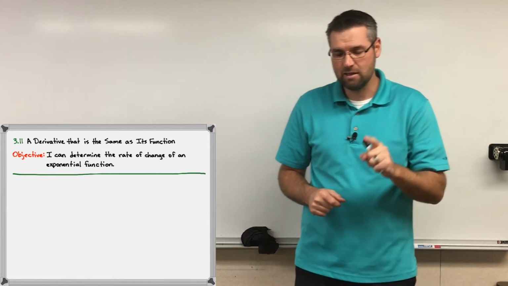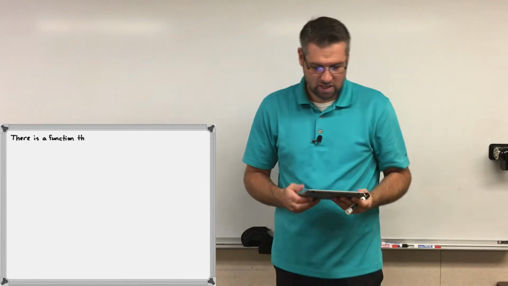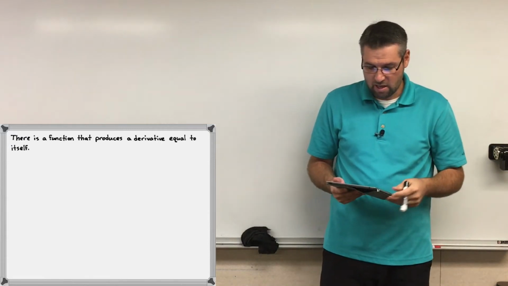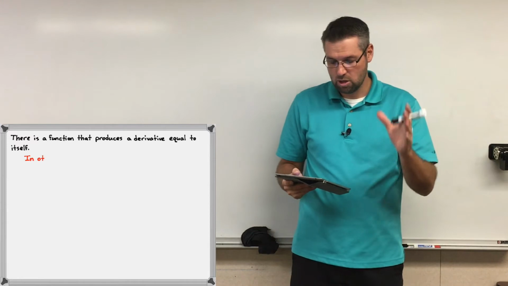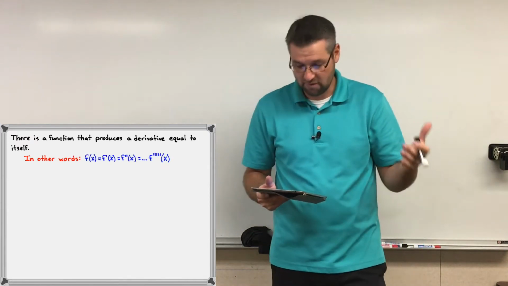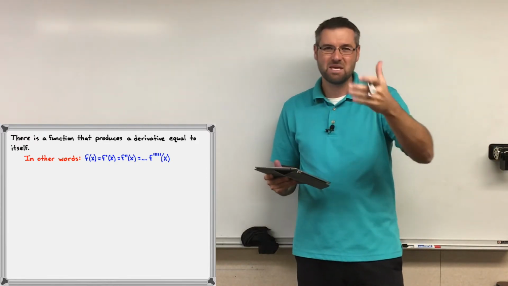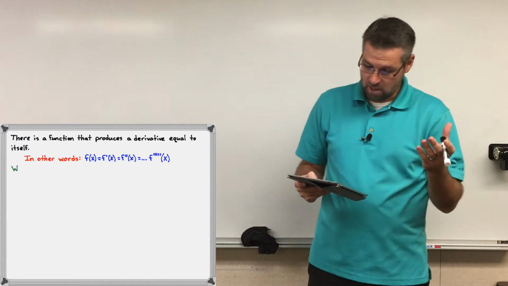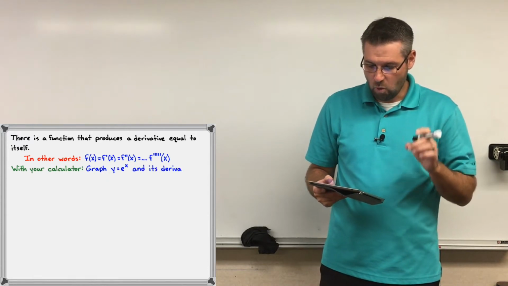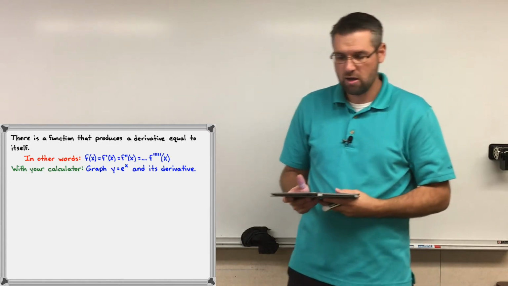So with that said, the function whose derivative is itself is an exponential function, but a very specific one, okay? There is a function that produces a derivative equal to itself. In other words, f of x equals f prime of x equals f double prime of x equals however many derivatives you want to take, it will always be equal to each other. What is that? Well, with your calculator, if you were to graph y equals e to the x and its derivative, you would actually see that they are the same thing.